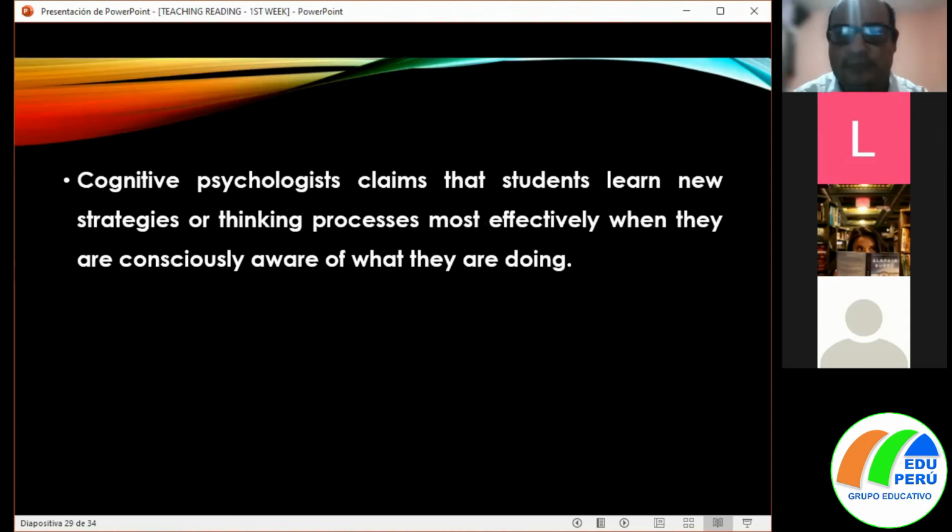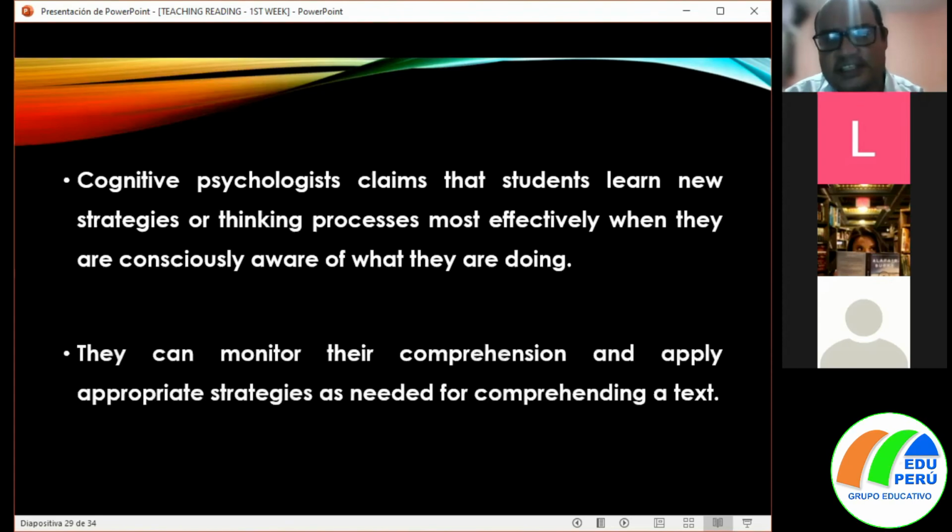If they know the purpose, if they know the type of text, if they know some characteristics about each type of text, they are going to be more conscious about this process. And they are going to learn new strategies or thinking processes to get a better understanding of the text. They can monitor the comprehension and apply appropriate strategies as needed for comprehending a text.